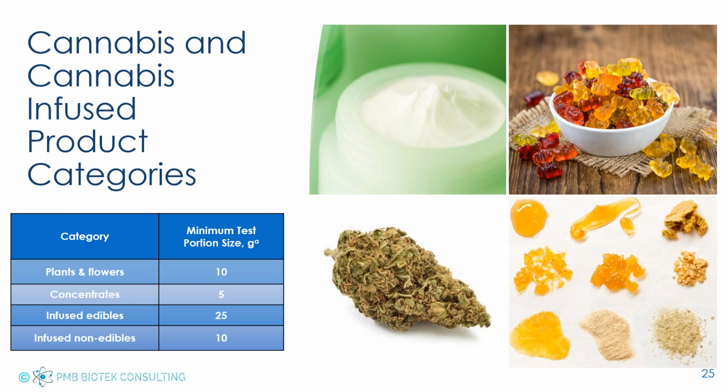Concentrates is 5 grams, infused edibles is 25 grams. Well, that's very similar to food products, so that's why we do 25, because it aligns with food guidance. And then non-edibles is, again, 10 grams as well. And that is what we see for, again, USP type products. Most of the methods that have come through on the micro side have focused on flower. And we do have a few that have looked at concentrates, but we have not certified anything for infused edibles or infused non-edibles at this time.